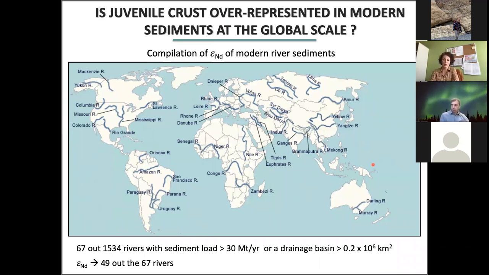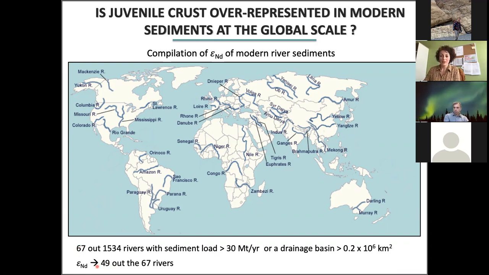So I did a new compilation of neodymium isotopic composition of river sediments that were discharged at the mouth of large rivers. I took a database of more than 1,500 rivers and extracted the rivers for which we had very high sediment load. Okay, so it could be a small drainage basin, but with very high sediment load. And I also took the ones that had the largest drainage basins. So this left me with about 67 rivers. I think these are the major rivers in the world.